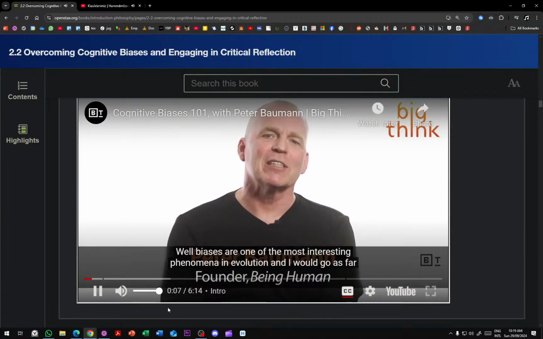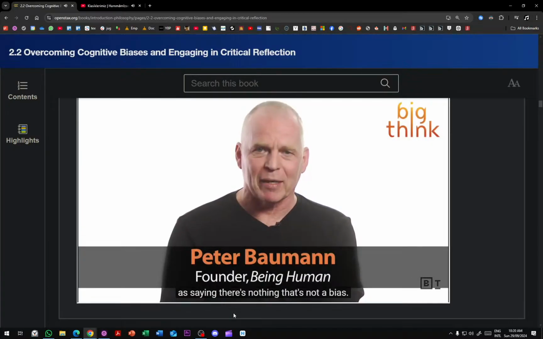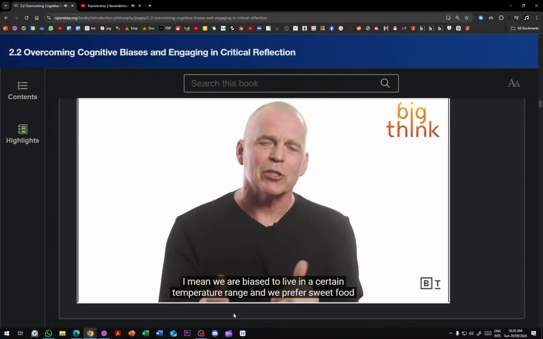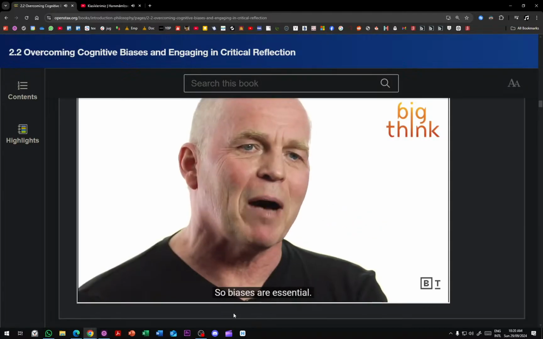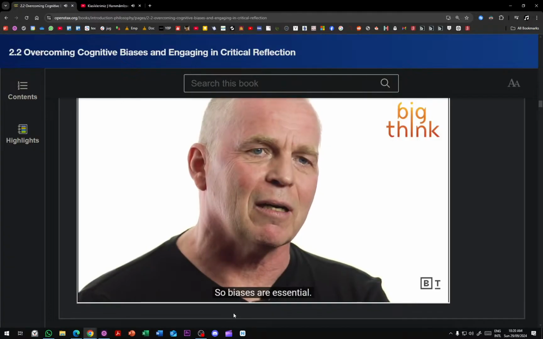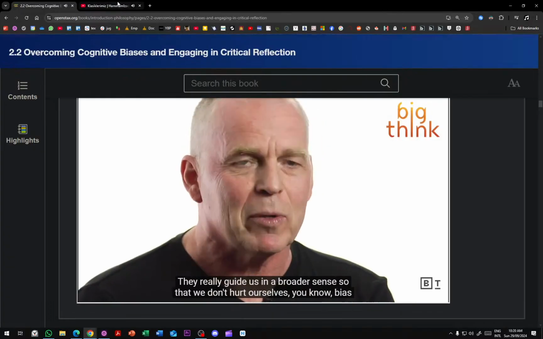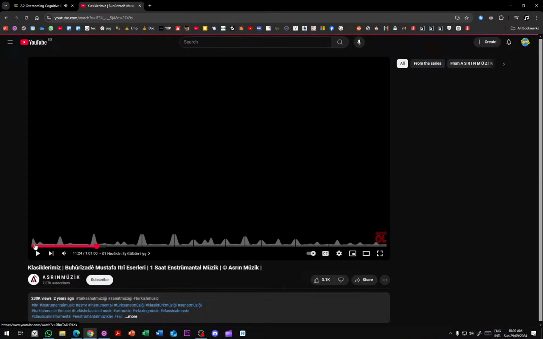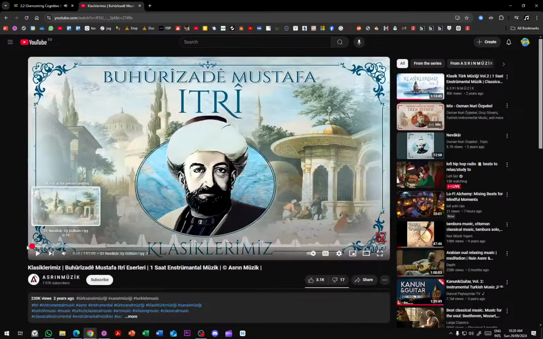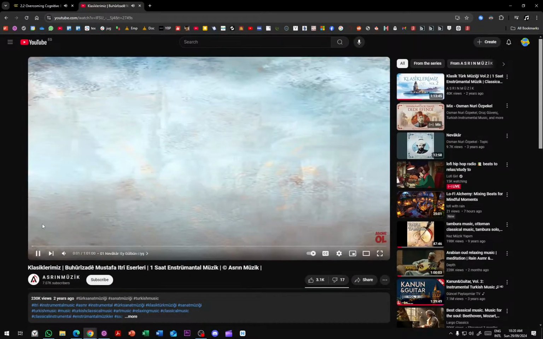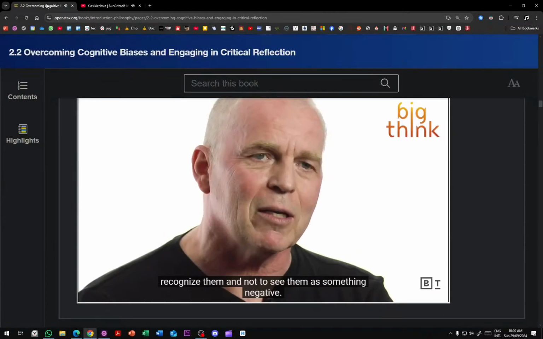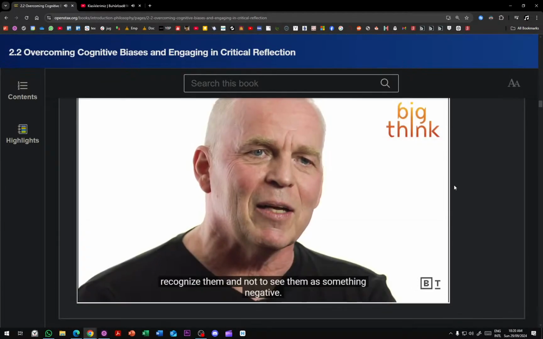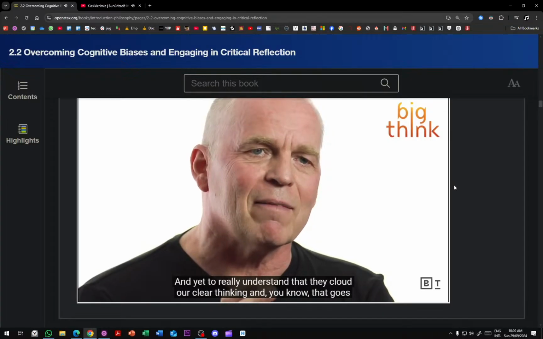And I would go as far as saying there's nothing that's not a bias. I mean, we're biased to live in a certain temperature range, and we prefer sweet food over bitter food. So biases are essential. They really guide us in a broader sense, so that we don't hurt ourselves. A bias towards feeling solid ground rather than wobbling ground. The interesting thing is really not to try to do away with these biases, but to really recognize them and not to see them as something negative, and yet to really understand that they cloud our clear thinking.